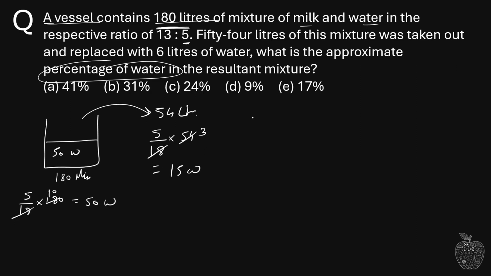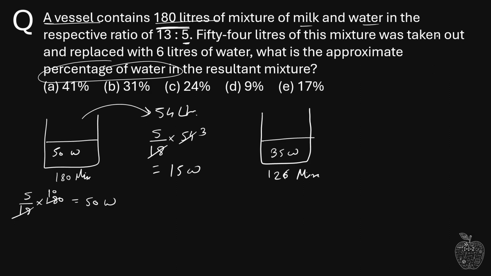Water is taken out. So now we are left with 180, and from this 180, 54 liters is taken out. So we are left with 126 liters of mixture, and from 50, 15 water is taken out. So we are left with 50 minus 15, 35 water. All right, I hope everything is clear till now.